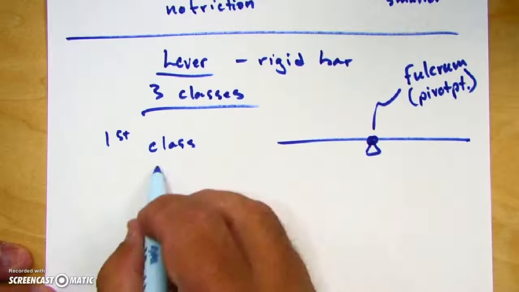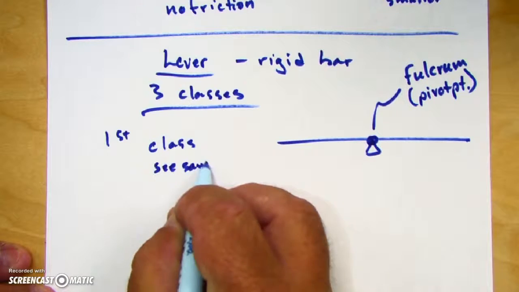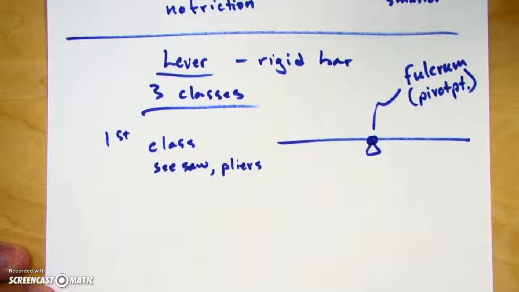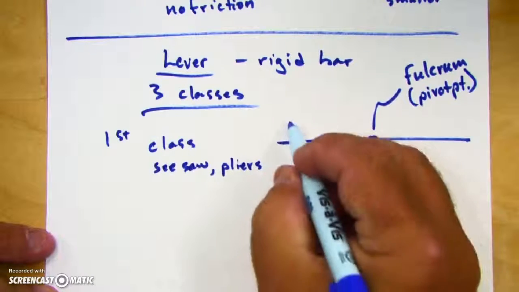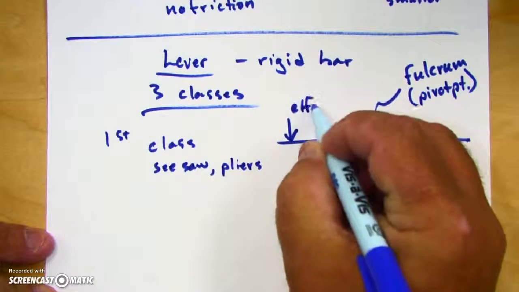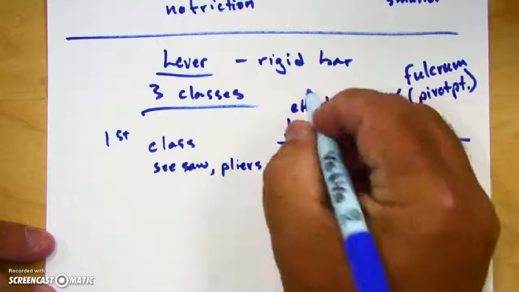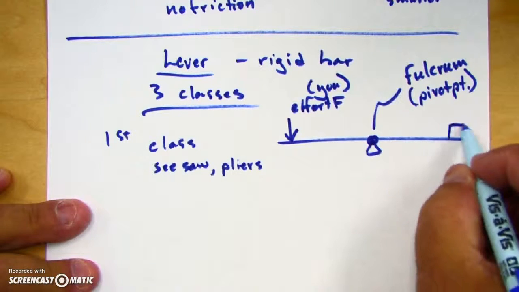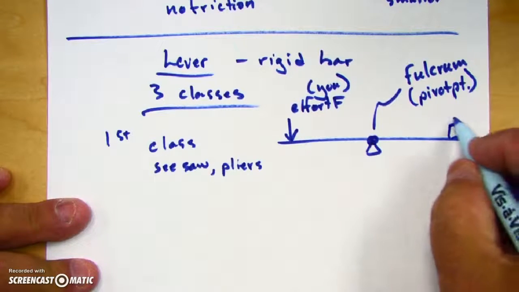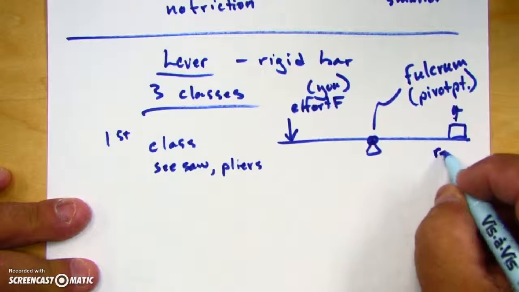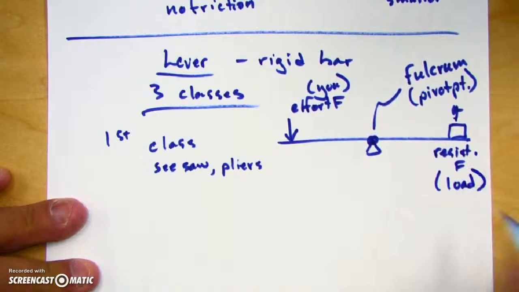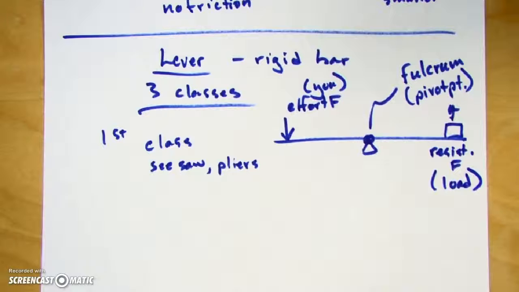Now, with a first class lever, this is our familiar seesaw that you may have grown up on on the playgrounds. Also pliers, scissors, things like that. And what happens is you're going to place the effort force. That's what you do. That's you putting stuff into it. You're going to push on that side, and then on the other side, you're going to pick something up. This is called the resistance force, or oftentimes we call that the load. That's what you're picking up.